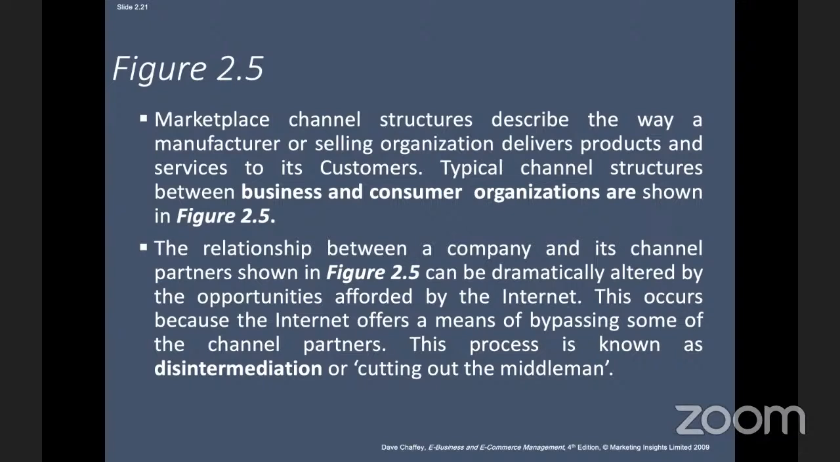offered by the internet. So these channels, or these relations shown in the diagram, can be changed as per the opportunities, as per the circumstances, as per the industry demand in which you are offering your products, you are doing your business. This occurs because the internet offers a means of bypassing some of the channel partners. This process is known as disintermediation, or cutting out the middleman.